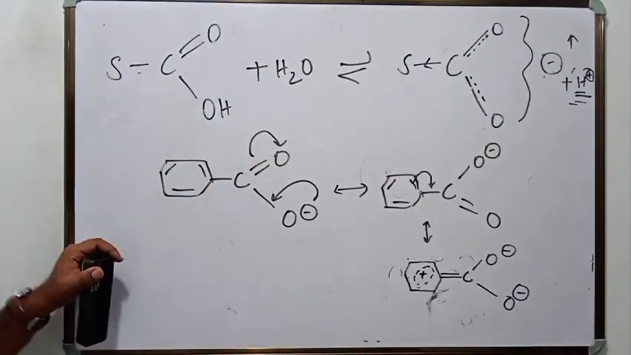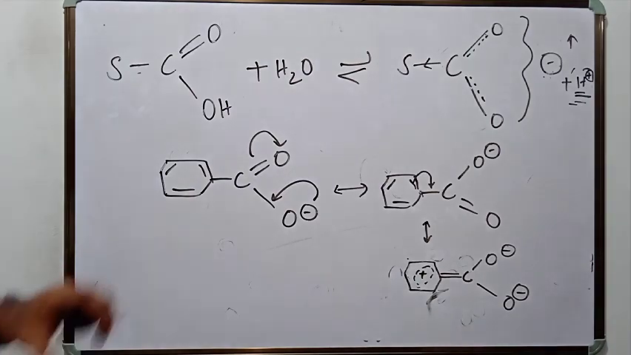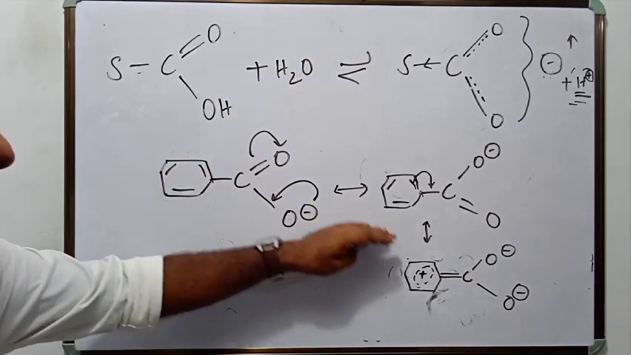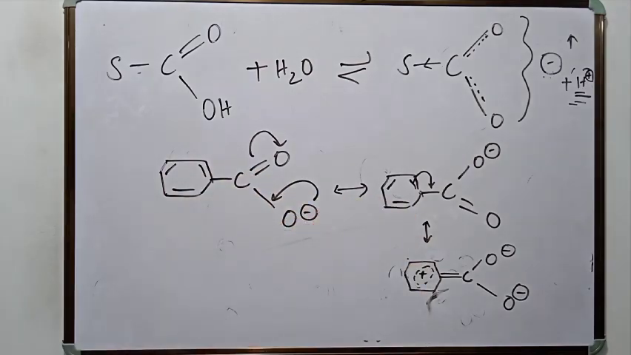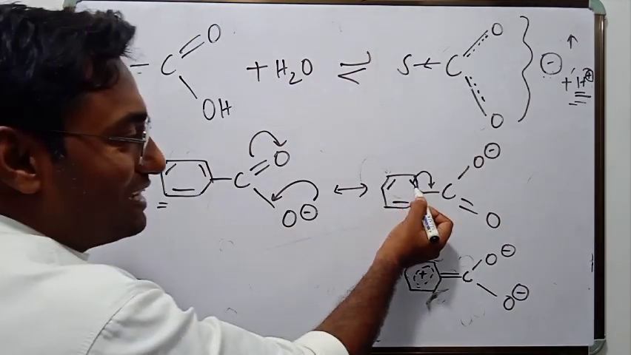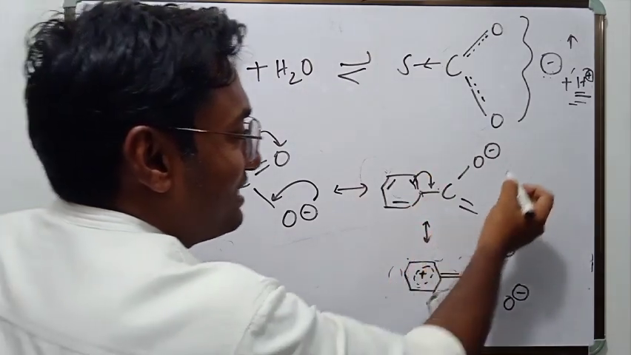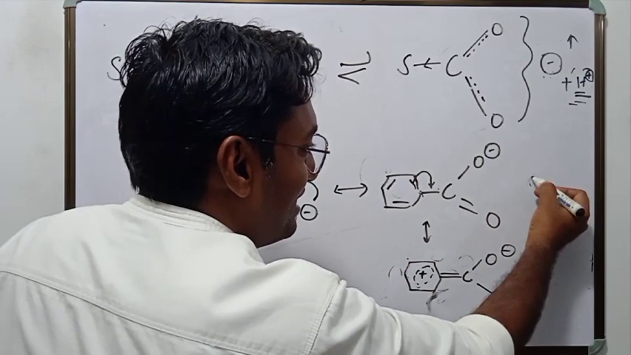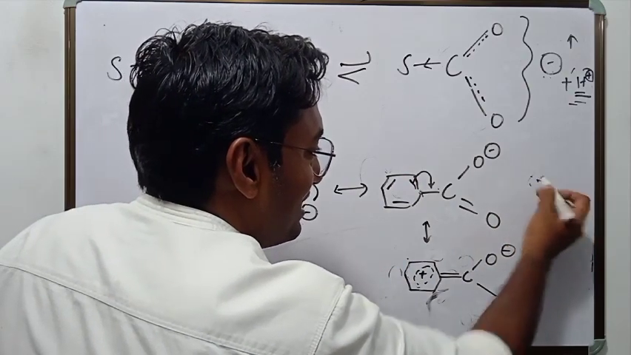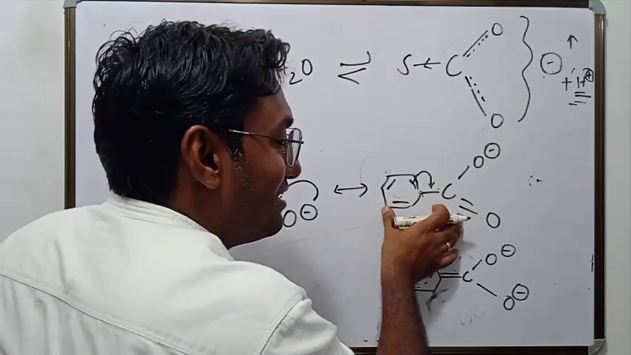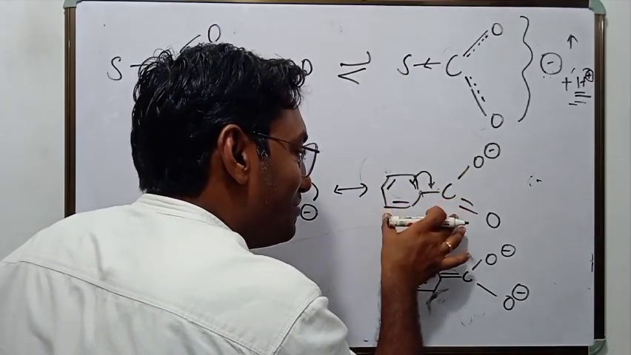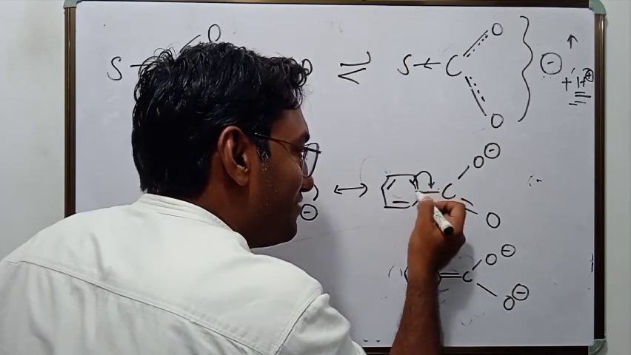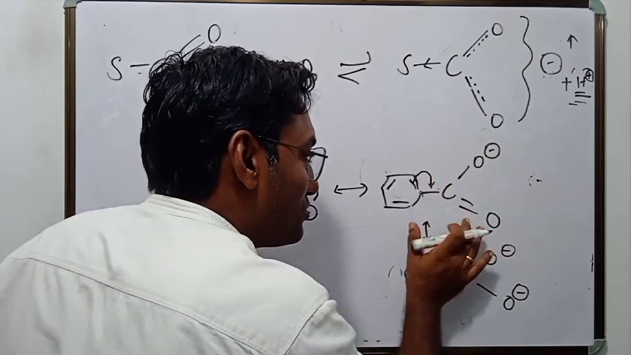So here we are seeing that when the phenyl group is attached, resonating structures are increasing. See, the phenyl group is electron donating. Has it not donated electrons? Yes, it has donated electrons. That would increase the negative charge here. That would make the carboxylate ion unstable. So the inductive effect, plus I effect, of the phenyl group makes the carboxylate ion unstable.